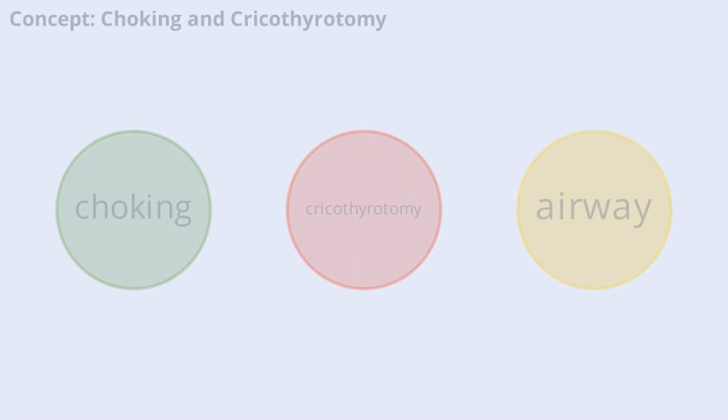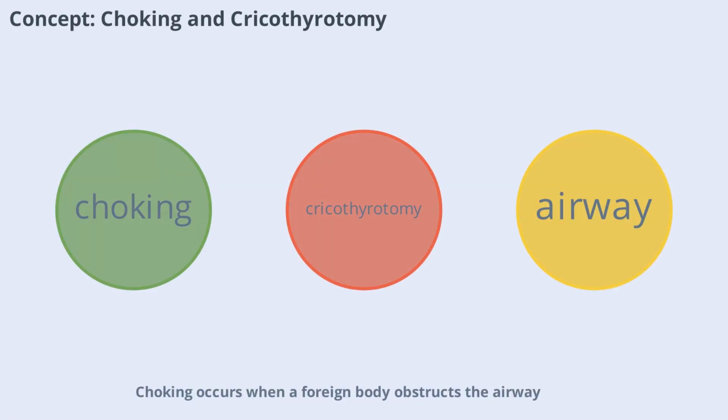Choking occurs when a foreign body obstructs the airway, requiring urgent removal. The Heimlich maneuver and abdominal thrusts are recommended for expulsion. Cricothyrotomy is a surgical procedure to establish airway patency in emergencies, involving incision of the cricothyroid membrane and insertion of a tube. Commercial kits are available for rapid intervention. Early action is critical for survival.